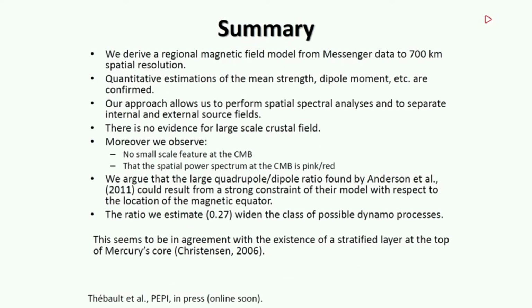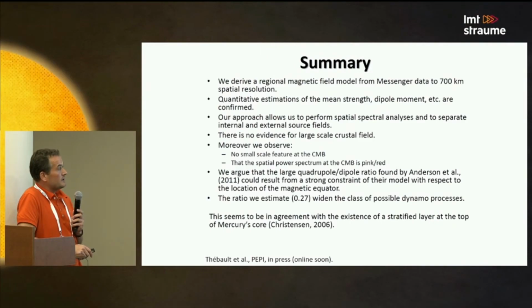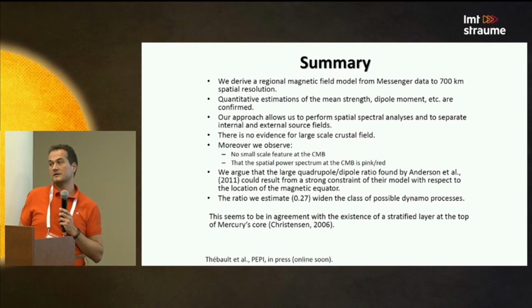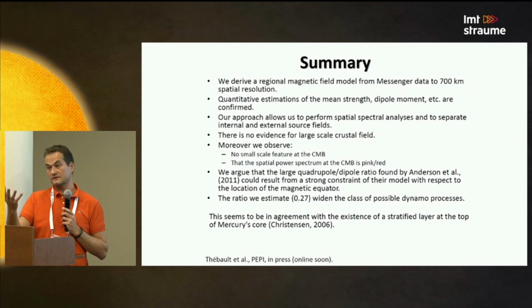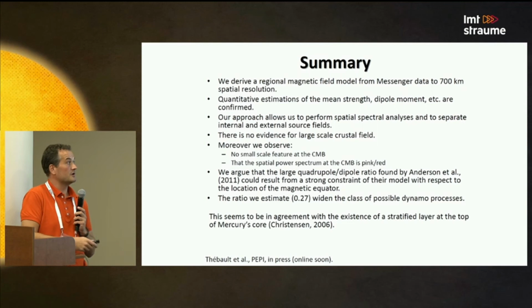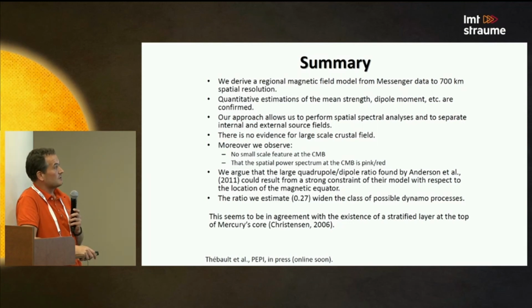So as a summary, I would say that we have derived the regional magnetic field model from MESSENGER data to 700 kilometer spatial resolution. So we have no artificial truncation in this model. We estimate that most of the conclusions raised so far about the mean strength of dipole moments are confirmed by this regional model. It also allows us to perform spatial spectral analysis and to separate internal and external field. And when you do that, you see some structures in the power spectra that are consistent with the stratified layer at the top of the core, in particular this pink or reddish power spectrum. And also the fact that we don't see any small scale features at the core mantle boundary.